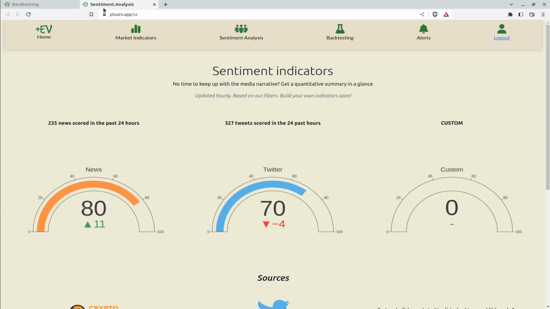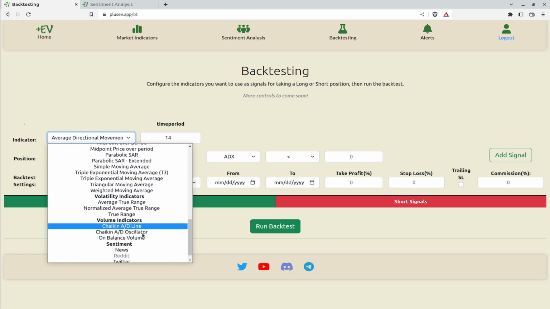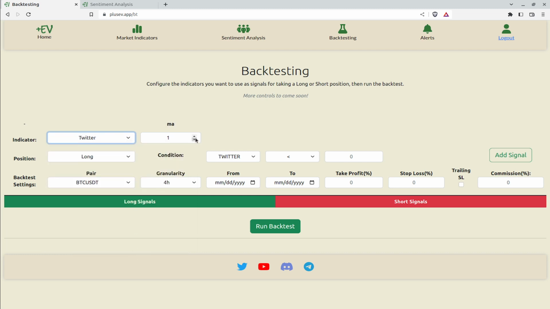They are pretty simple to interpret. They go from 0 to 100, with 0 being extremely negative and 100 being extremely positive sentiment. So you choose an indicator and configure its settings, or leave the defaults. Let's go for an example with a Twitter sentiment indicator. You can customize the moving average here.